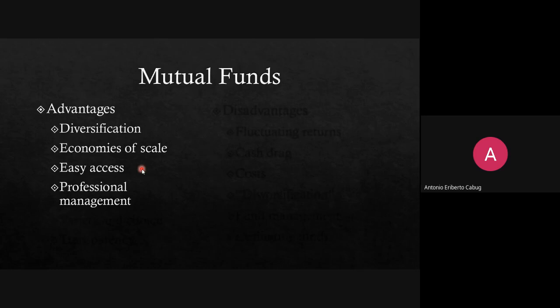Professional management, as I have told you, is being overseen by the manager. Variety and choice, depending on your objective. Is your objective value? Is your objective liquidity, etc.? Now, these are the advantages of a mutual fund company.